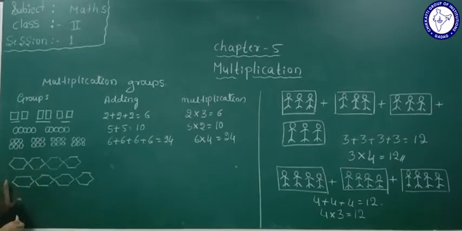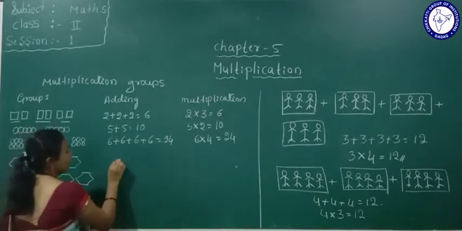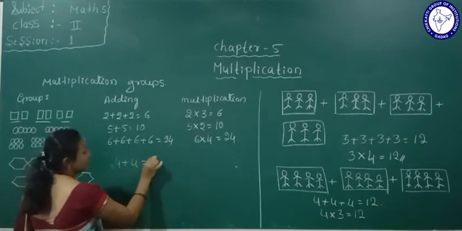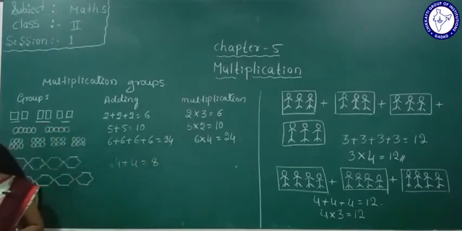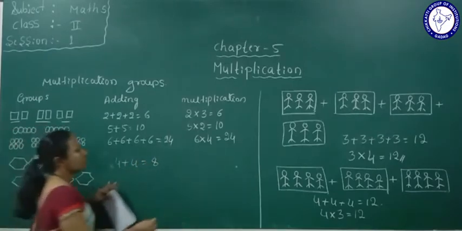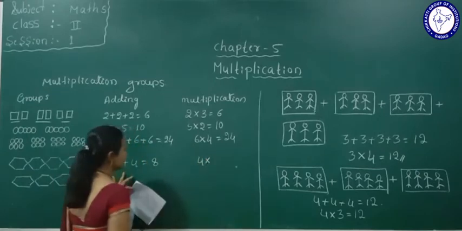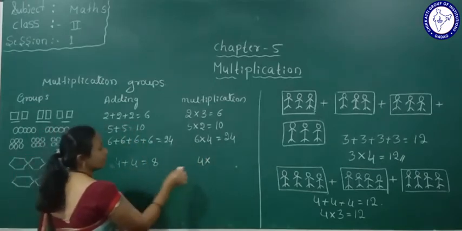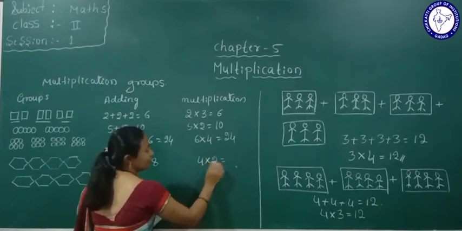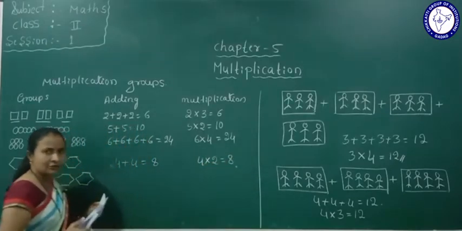How many groups are there now here? 2 groups. 4 plus 4 is equal to 8. Yes, 4 plus 4 is equal to 8. So 4 is repeated. How many times repeated? 1, 2. 2 times repeated. 4 2s are 8. Understood?